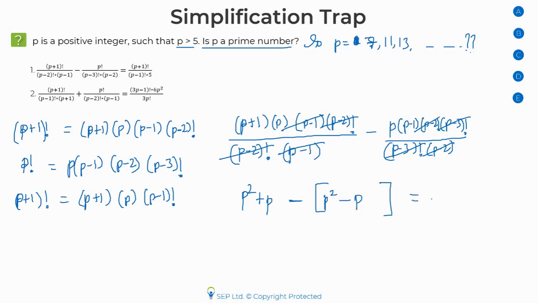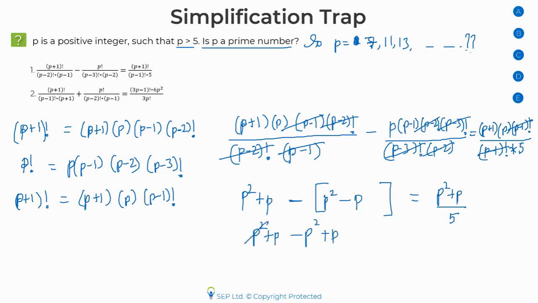Okay, so this is the left hand side. The right hand side is p plus 1 into p minus 1 factorial upon p minus 1 factorial times 5. So you can cancel off p minus 1 factorial. This will be p square plus p upon 5. Okay. So the left hand side, p square plus p minus p square plus p. So p square minus p square can cancel. This is equal to p square plus p upon 5.